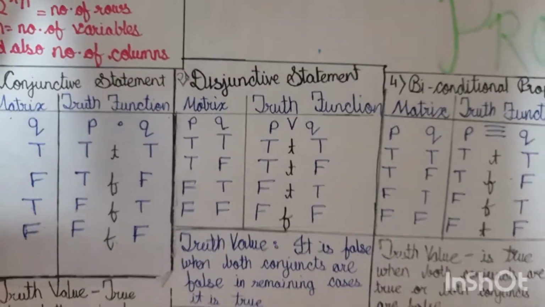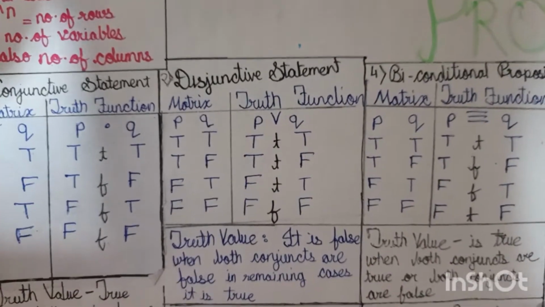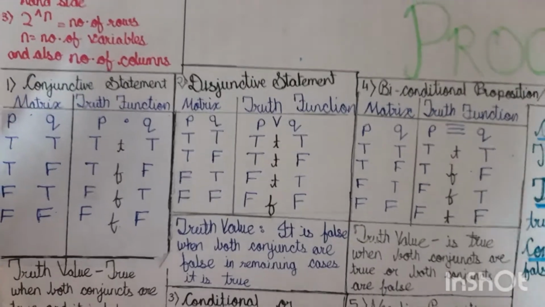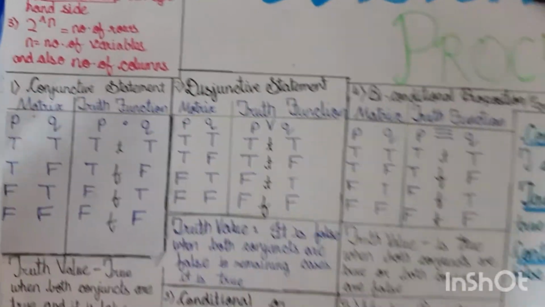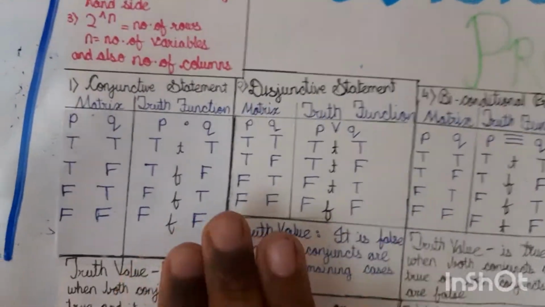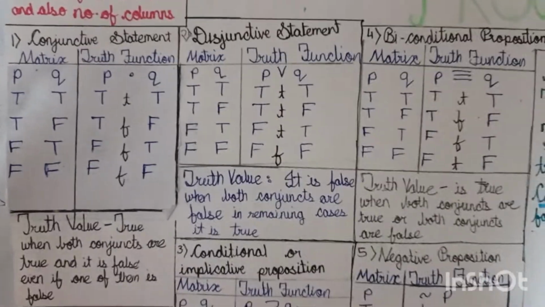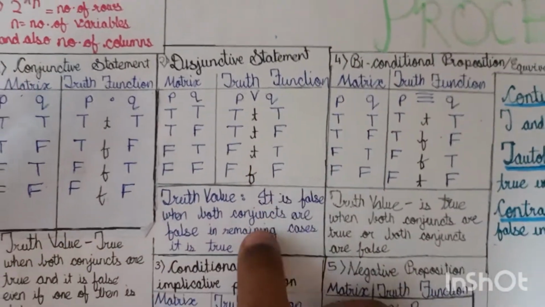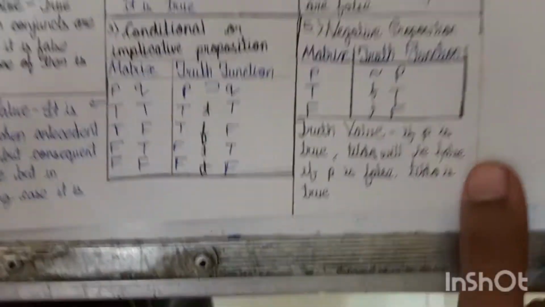Let us come to disjunctive. As per this statement, disjunctive statement is false only when both are false. In remaining cases, it is true. So it is exactly opposite of conjunctive statement. Hence, the truth value will come as true, true, true, false.